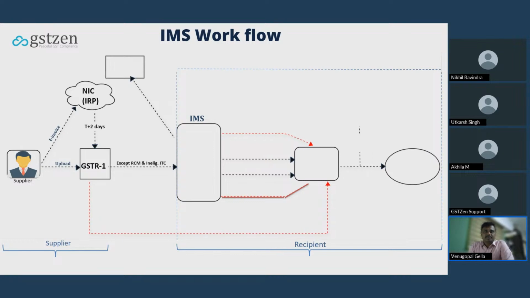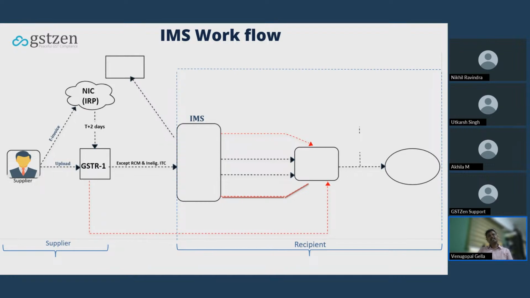Credits ineligible. Here, they're not talking about 17 subsection 5 or 17.1, 17.2. It's not a blocked credit. Ineligible credit here means the recipient state is not equal to the place of supply. So you're from Delhi and you're taking a hotel in the state of Maharashtra. The place of supply is Maharashtra. You're not eligible for the ITC. Those records will not come to your IMS dashboard.